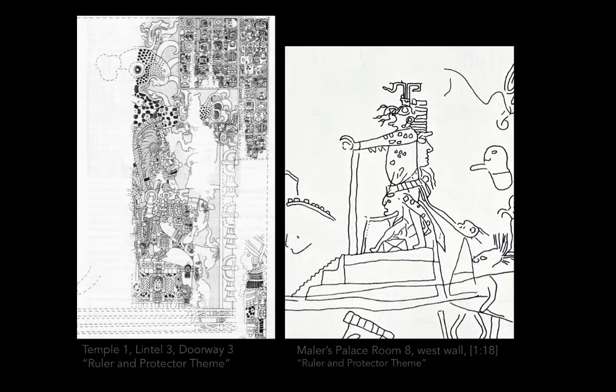In graffiti lecture number 2, you're going to be looking more closely at this ruler and protector theme, which is a trope in Maya art. A trope is an idea that is depicted in imagery. And we are going to be borrowing words like trope, T-R-O-P-E, and motif, M-O-T-I-F, from literature, because we are looking at imagery as a text, like you would see a written text and reading Shakespeare.